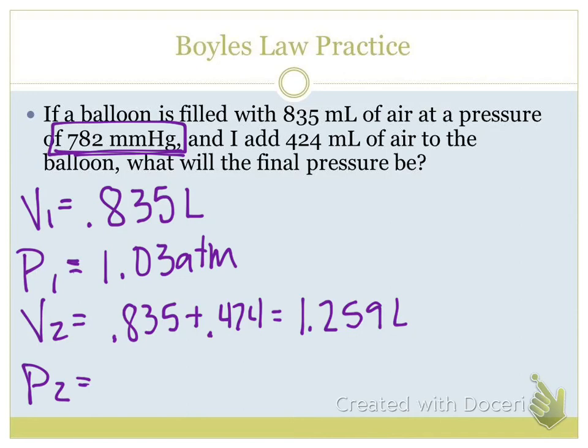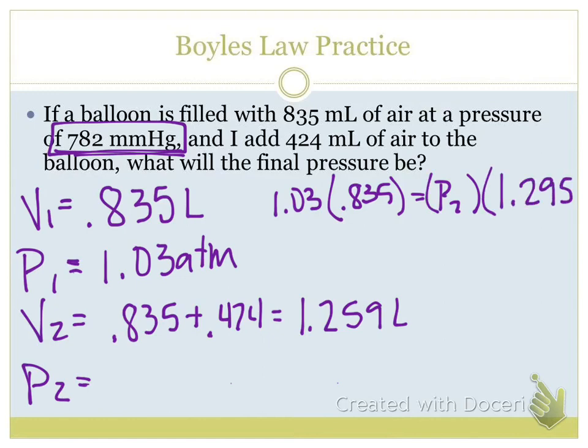So when we plug it in, we would say P1, which is 1.03, times V1 equals P2 times V2, 1.295. So I'd multiply everything on the left. We get 0.86 equals 1.295 P2. I would divide by 1.295.